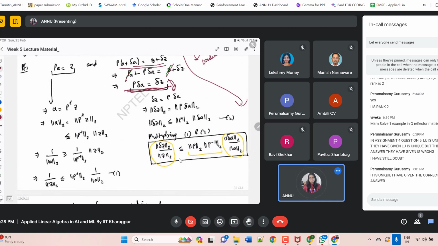Tell me. It is through the Cauchy-Schwarz inequality.